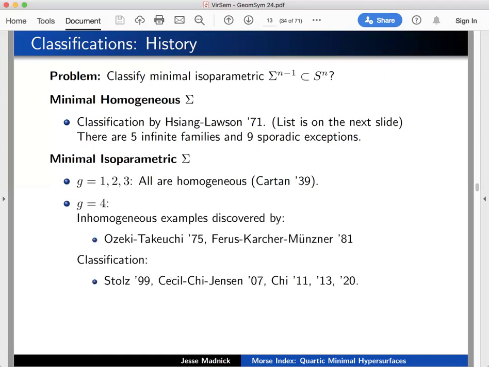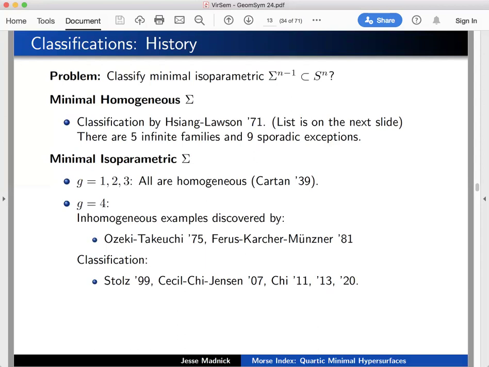However, the situation is amazingly completely different for G equals 4. For G equals 4, inhomogeneous examples were constructed by Ozeki and Takeuchi in 75, and then Ferris, Kartner, and Munzner in 81. And then finally, a classification of the G equals 4 case, which is very involved. I don't actually know it.